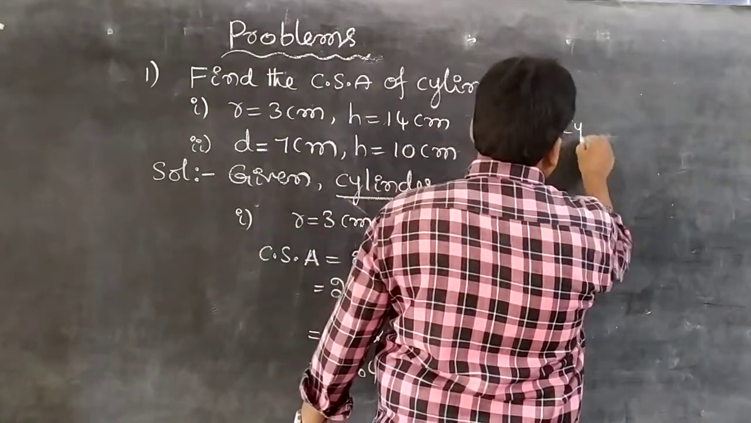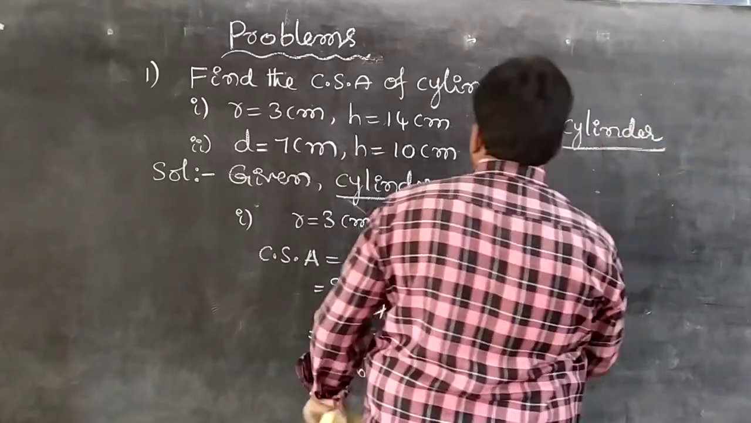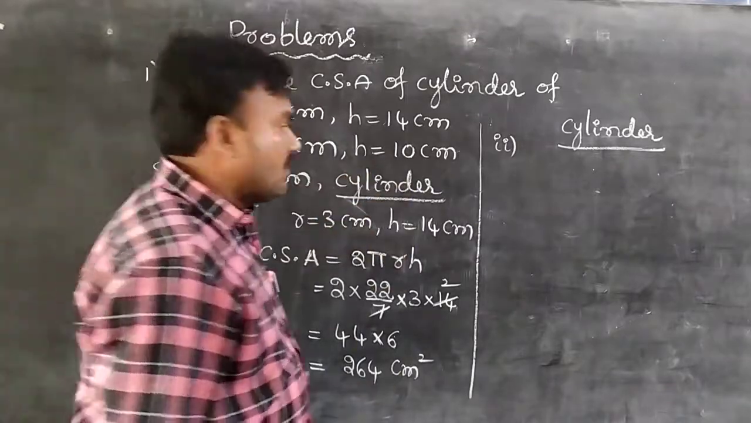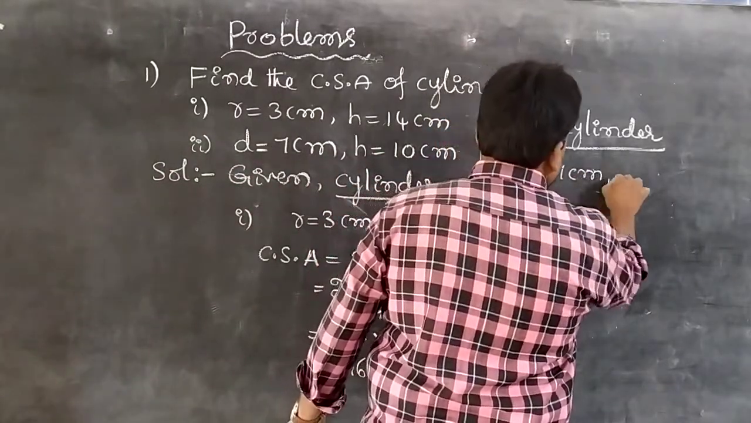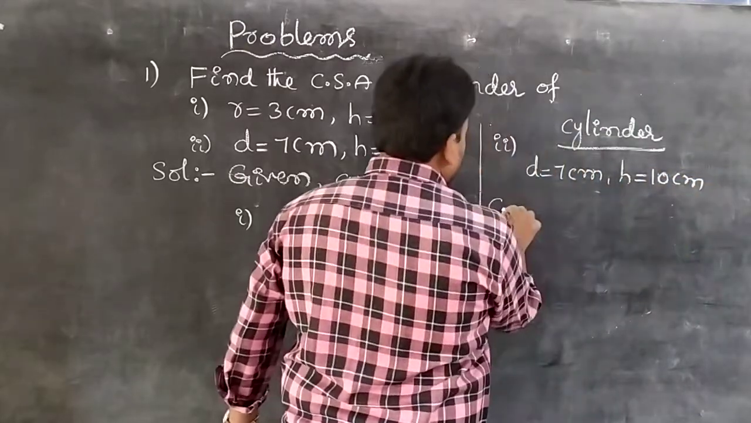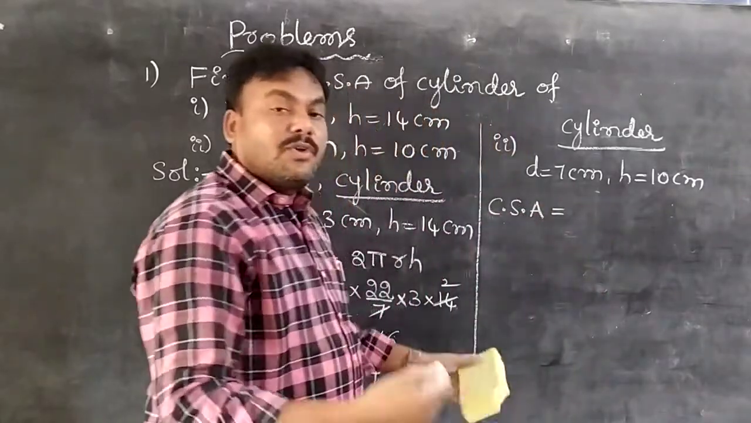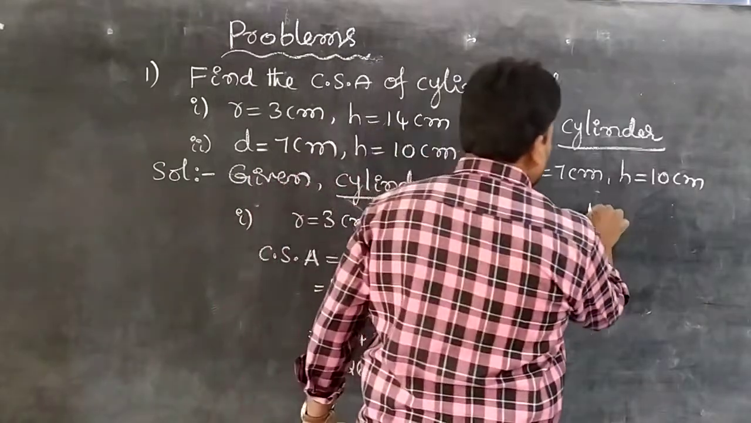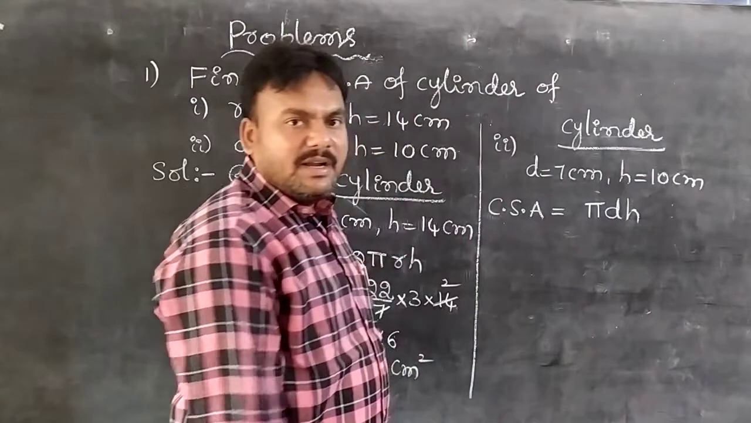Next, same heading, cylinder. What is given here? D equal to 7 centimeters, H equal to 10 centimeters. Then CSA equal to, what is the CSA of a cylinder? If you know the diameter, that is pi d h, friends.